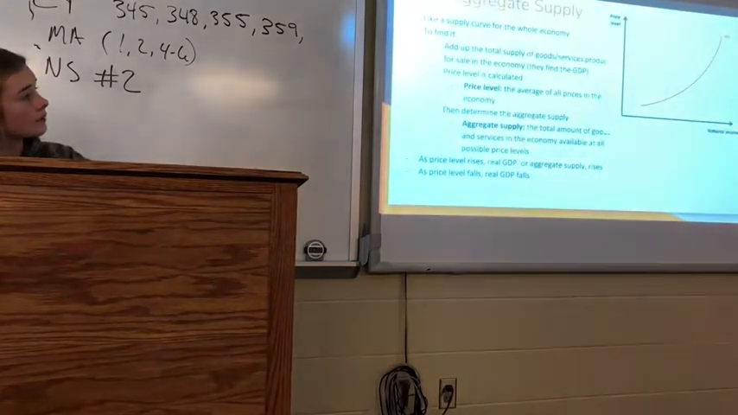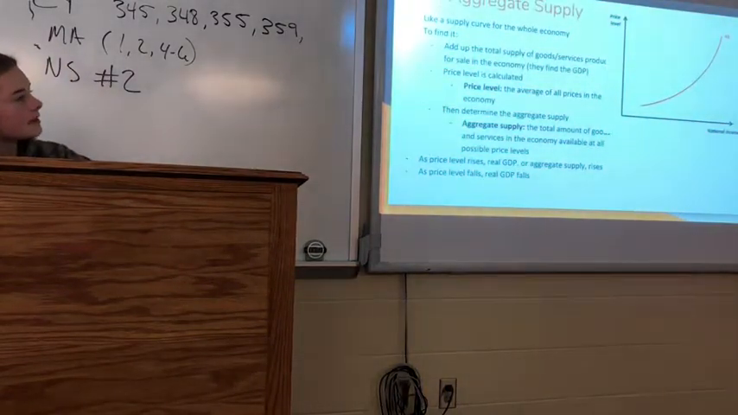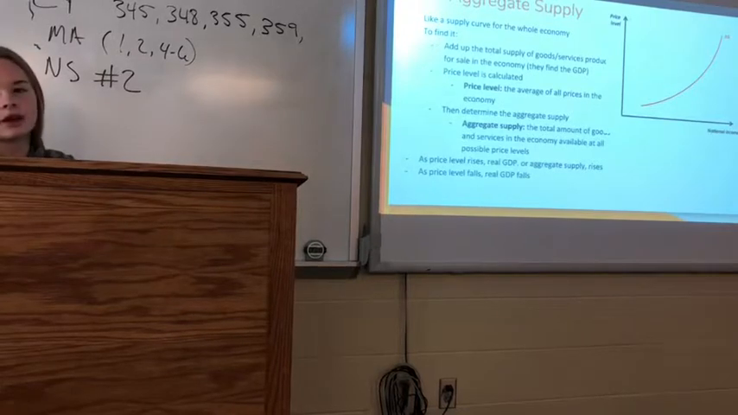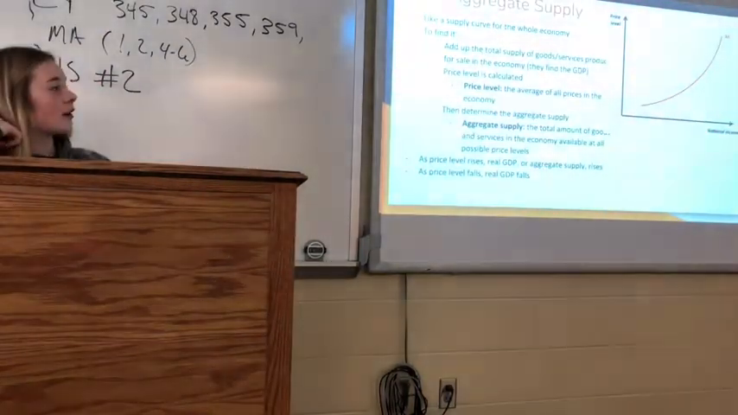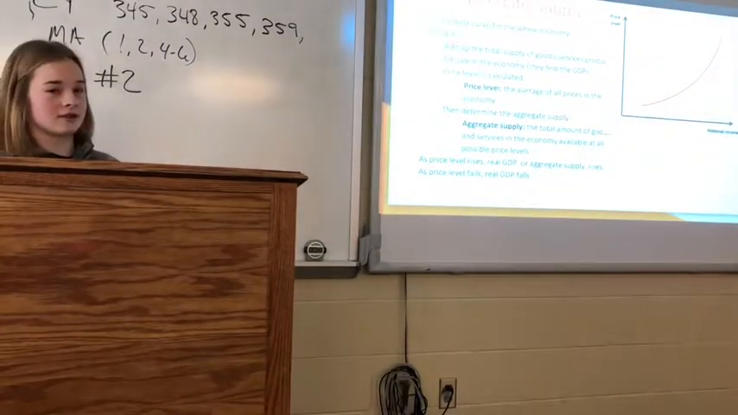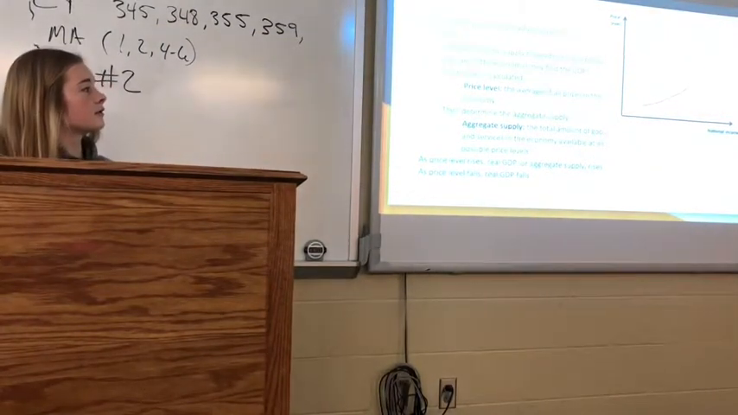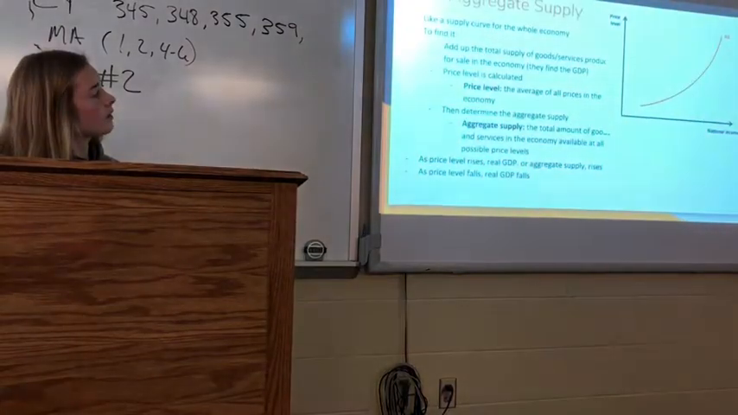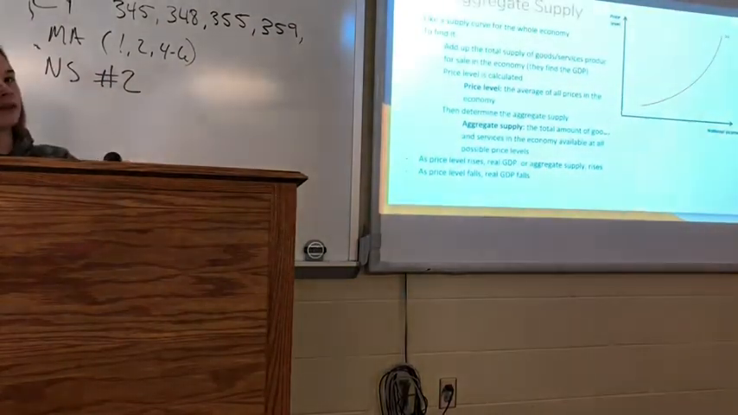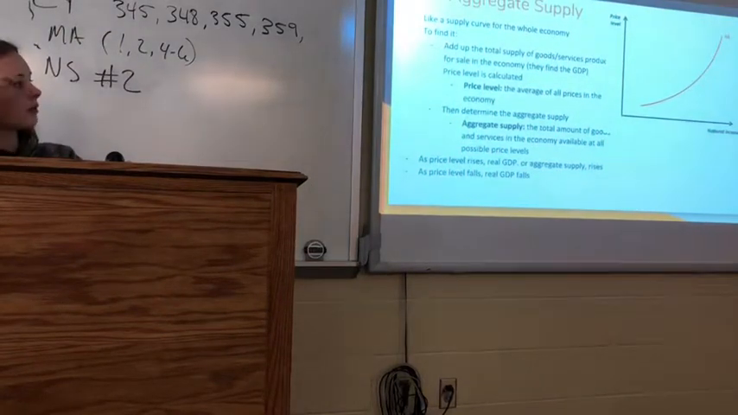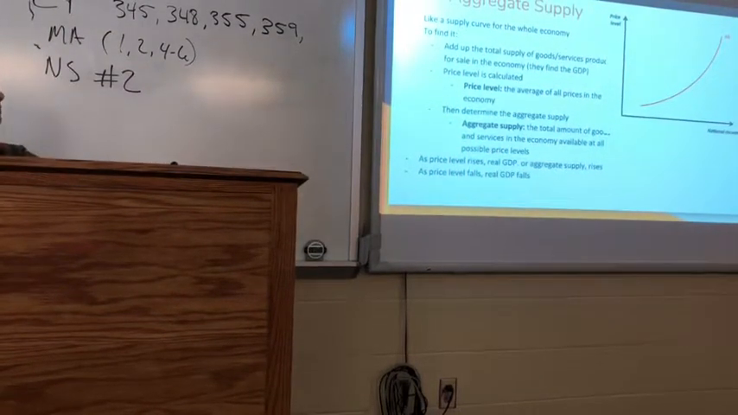So with aggregate supply, it's basically like a supply graph, kind of the same thing. But to find it, you have to add up the total supply of goods and services that are produced for sale in the economy. And this is how they find the GDP. And the price level of that is calculated. And the price level is the average of all prices in that economy.